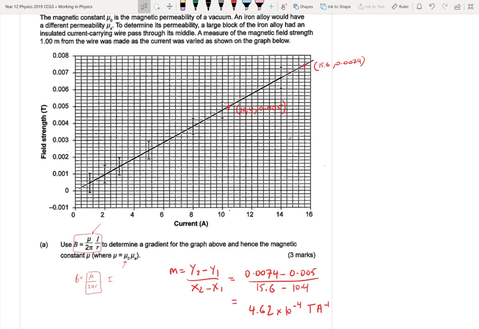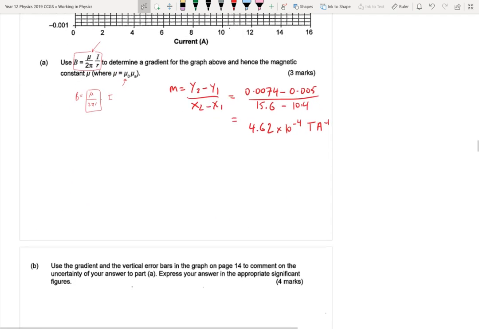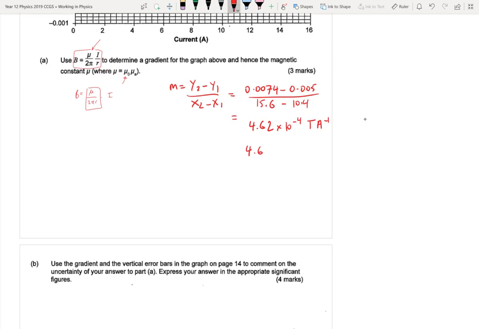So that's why, sometimes if you've got a precise scale, your gradient can be more precise. In this example, I'm limited to 2 sig fig. But they didn't take marks off if a kid left it as 3 sig fig, even though these numbers were 2 sig fig. So I'm going to just express mine, if you don't mind, as 4.6 times 10 to the negative 4 Teslas per amp. Okay? All right. Is everyone up to this point?